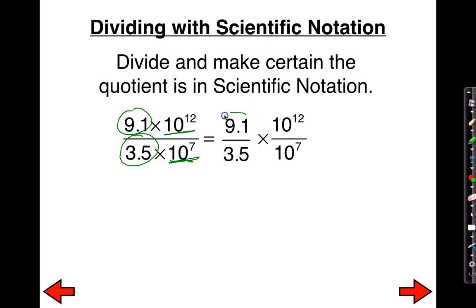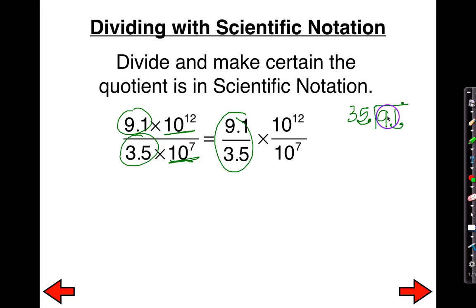Now all you're going to have to do is simplify this right here. 9.1 divided by 3.5. Just a quick reminder, you're going to have to make the divisor a whole number, so you're going to have to move this decimal one place over. You're going to do the same thing here, and then you would just go ahead and divide.